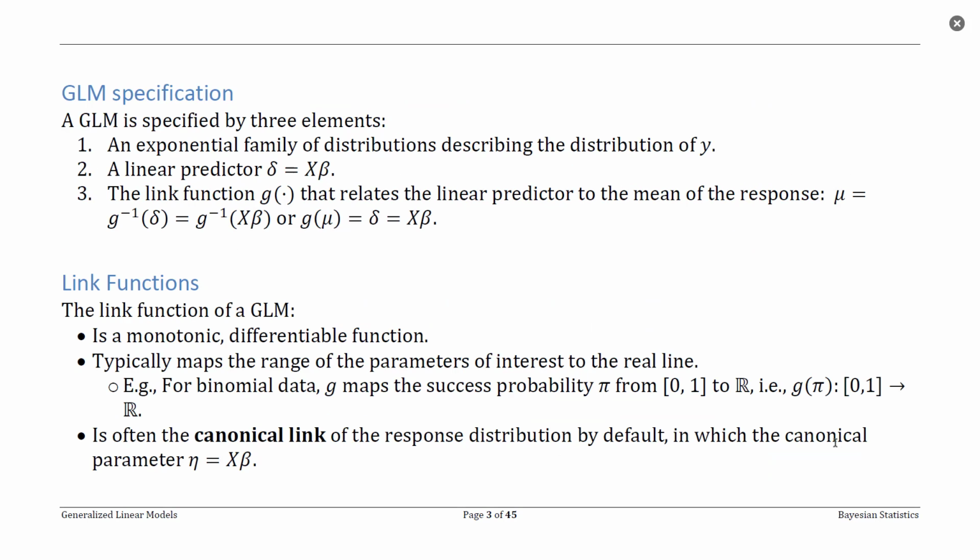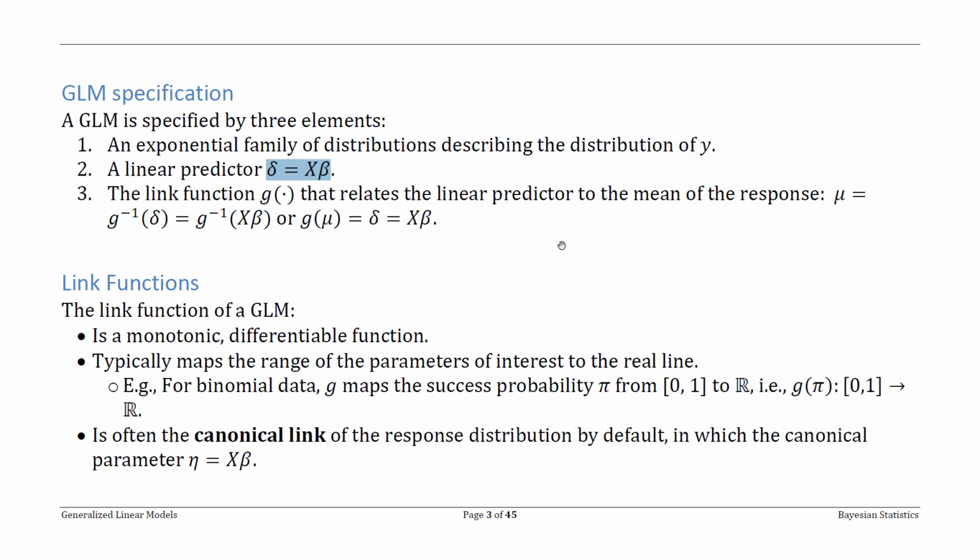So how do you specify a GLM? Most people describe GLMs as having three key elements. The first is that we need a response distribution that is a member of an exponential family. The second is we have a linear predictor delta equal to x beta. So I'm using the typical matrix notation here that we've often seen in a linear regression context, where x is a matrix of covariates and beta is a vector of regression coefficients. And we have this linear predictor delta that's equal to a linear combination of the regression coefficients.